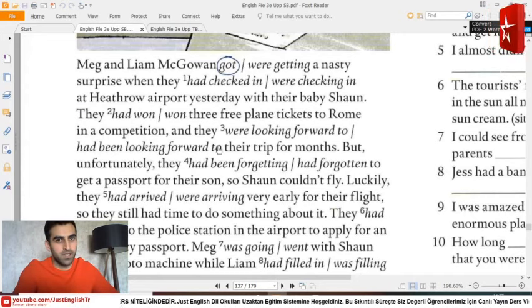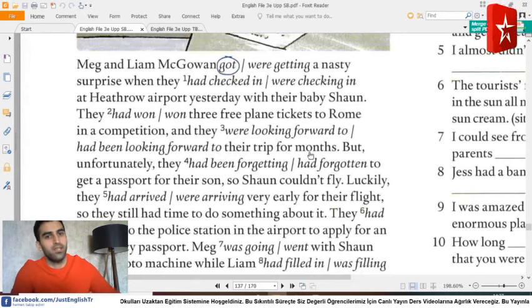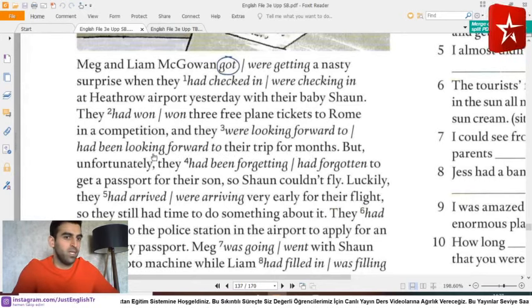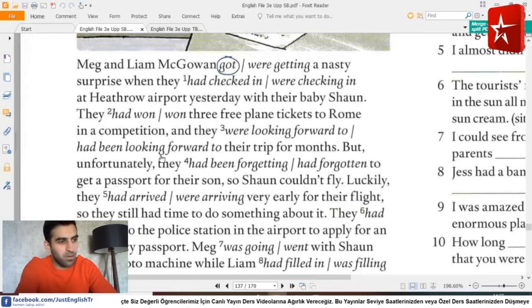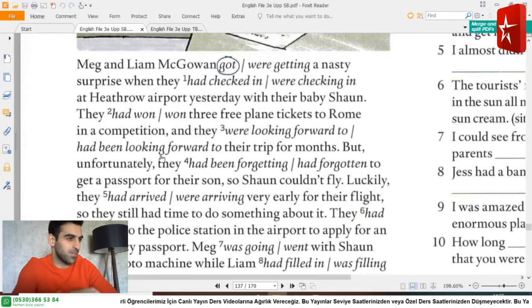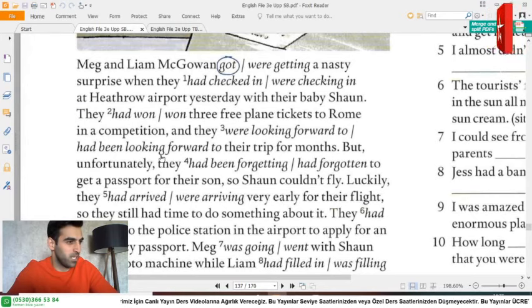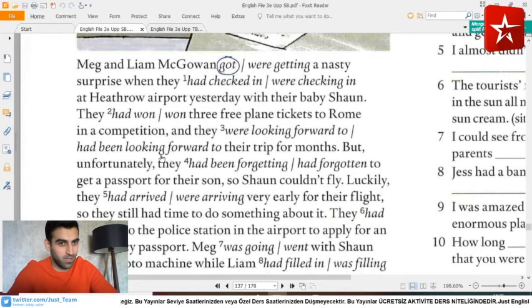Okay, I am waiting for your answers for number 3. We were looking forward to, or had been looking forward to, the 3-4 month. Which one? Were looking or had been looking? Let me check your answers. Had been looking forward. Tuka says were looking forward. Okay, we will see. Ekin says had been looking. Dileriz had been. All right, and let me wait for the others' comments. Ahmed says we're looking. Okay.